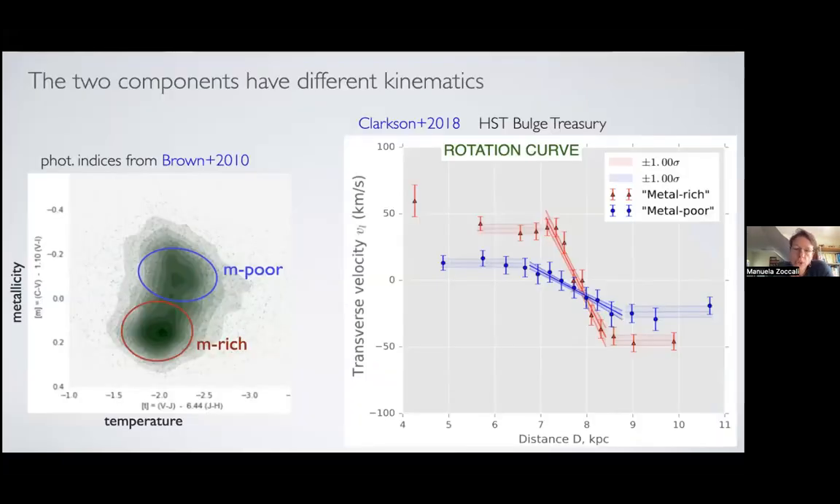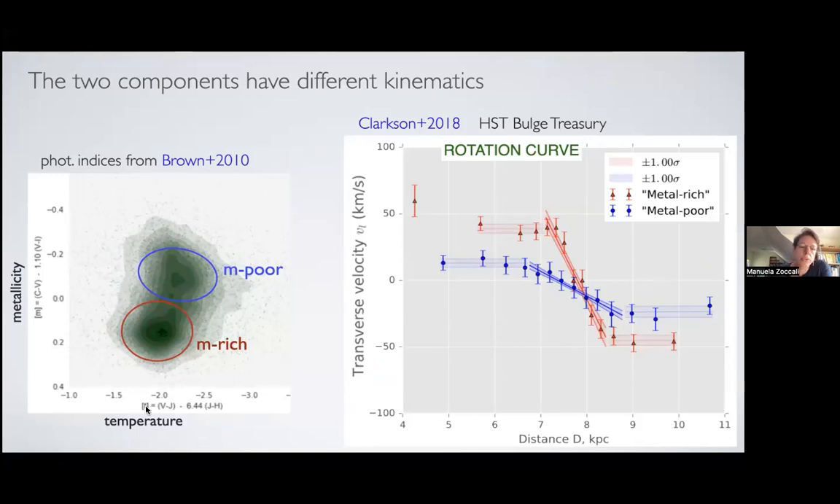A different rotation curve was also derived by Will Clarkson et al. from HST data. They did not have spectra, and therefore, in order to separate the metal-poor from the metal-rich populations, they used this trick here, that is very interesting, I think, to mention.